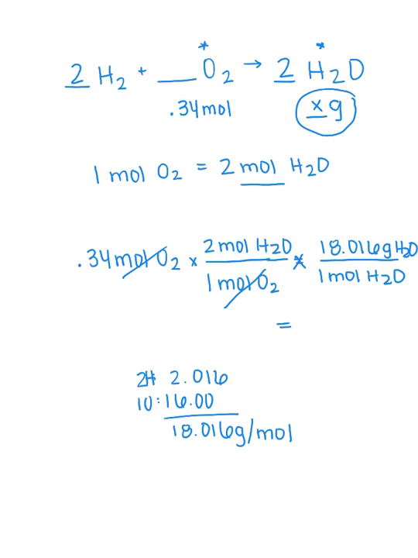So when I put this in my calculator, I'm going to multiply the top, 0.34 times 2 divided by 1 times 18.016 divided by 1. And to 2 significant figures, my answer is 12 grams of H2O.